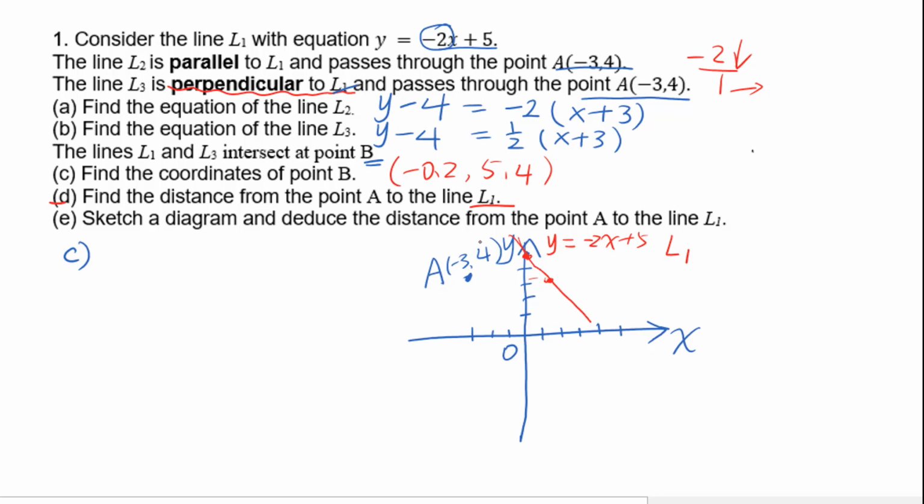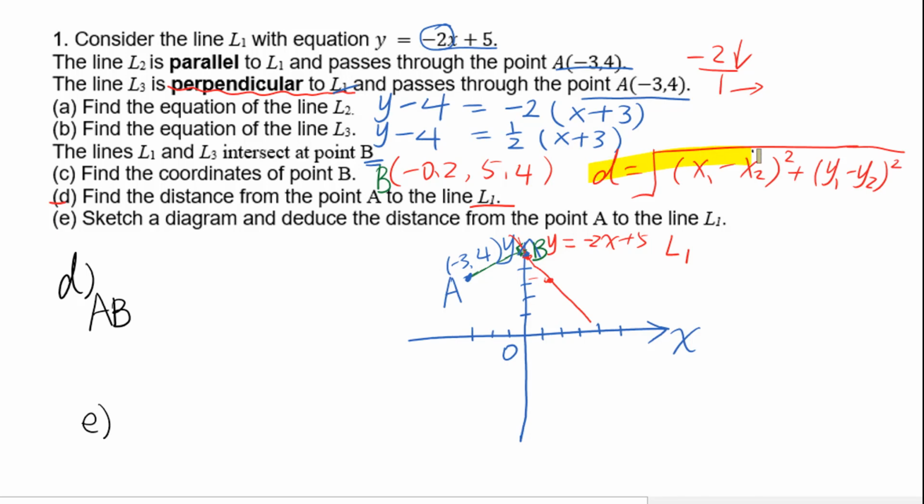This is L1. Then from A, we will draw a perpendicular line. Then this is a right angle. This will be B. We already figured out this B. So we could say the distance from the point A to L1 will be the distance from A to B. Therefore, for D, the distance from point A to L1 basically is AB.